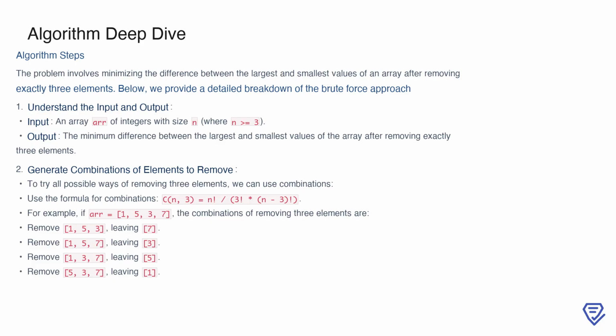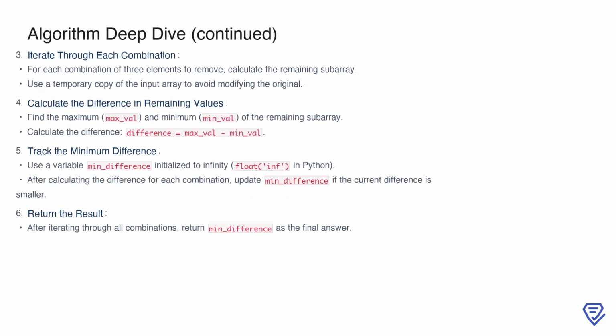Now that we understand the setup, the next step involves iterating through each combination of 3 elements to remove. For every combination, we extract the remaining subarray by using a temporary copy of the input array. This ensures the original array remains unchanged. Once we have the subarray, we calculate the difference between its largest and smallest values. This involves finding the maximum and minimum values of the subarray and subtracting the minimum from the maximum.